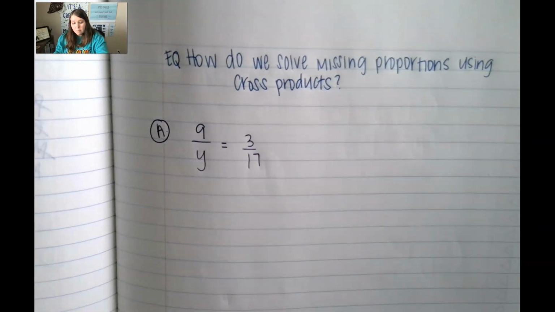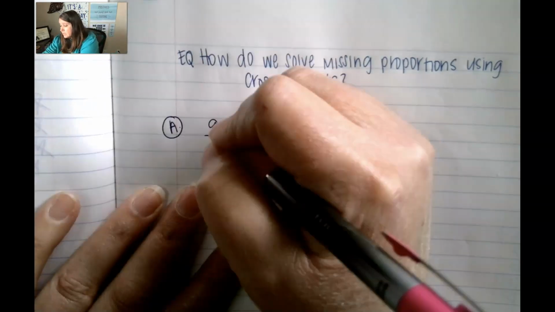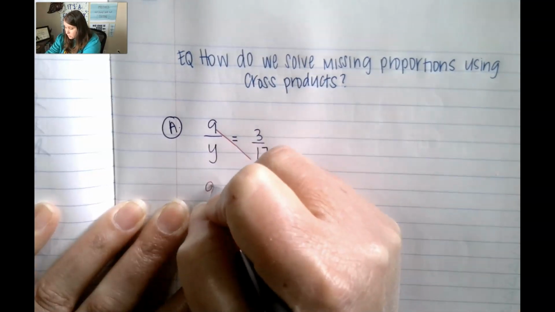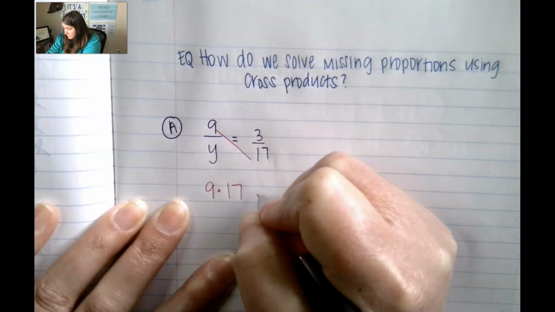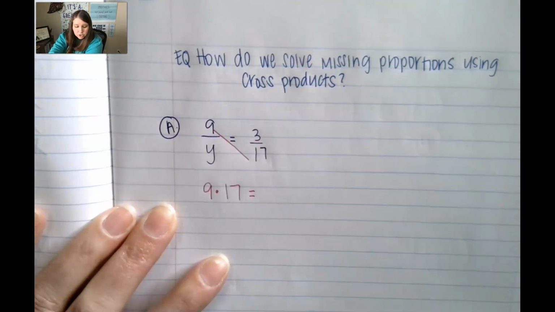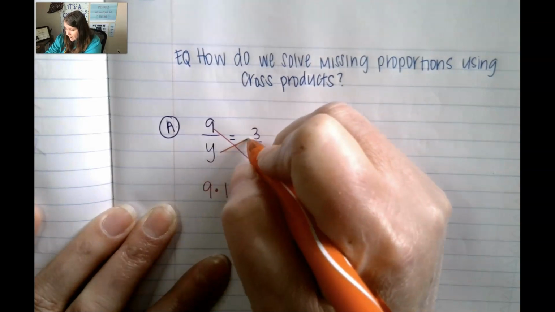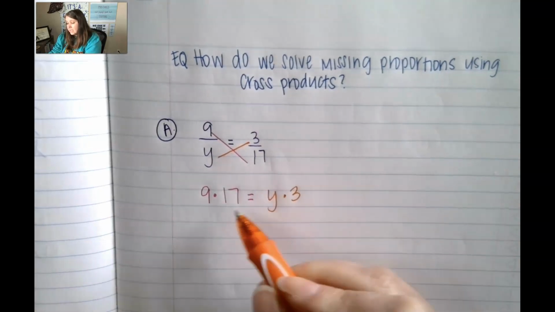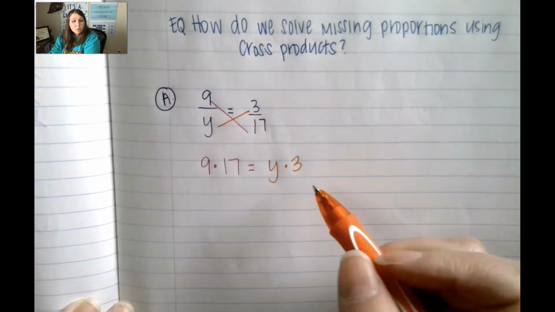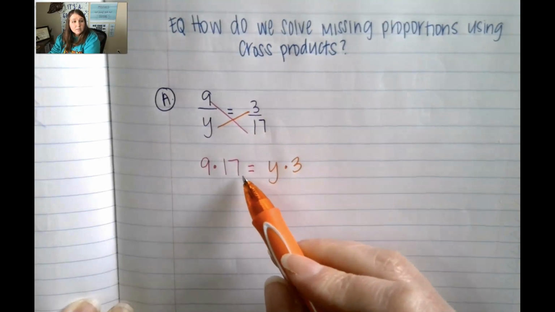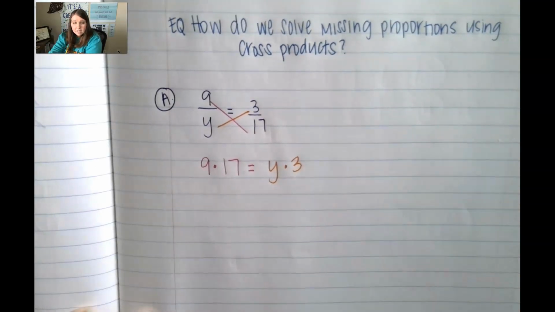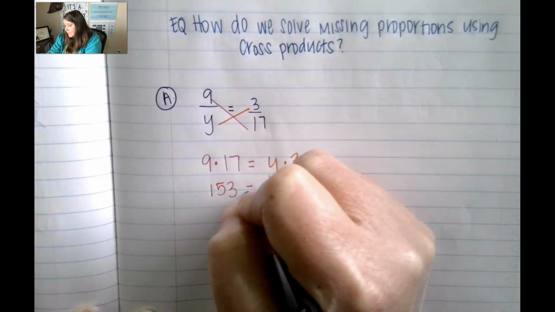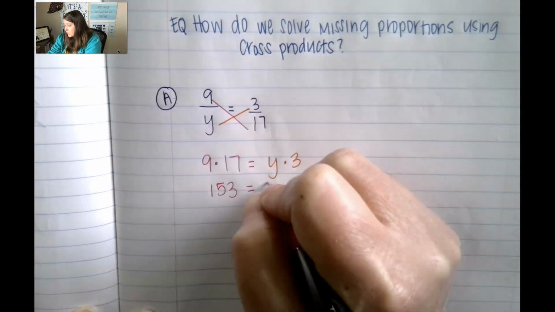So first we'll start by multiplying straight across. So 9 times 17 is our first one, and that's equal to y times 3. Okay, so let's go ahead and simplify this out so that we can see what we're working with. 9 times 17 is going to give us an answer of 153. And this is equal to 3 times y, which is 3y.